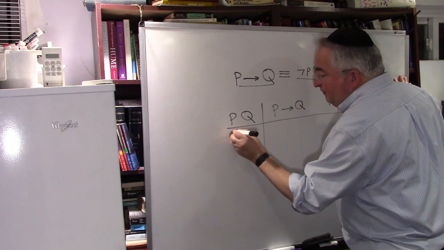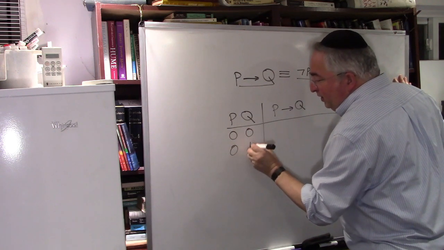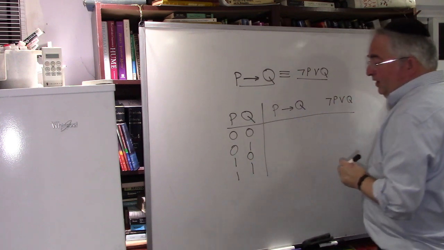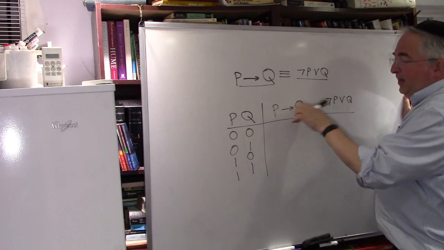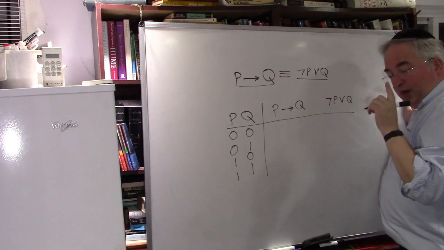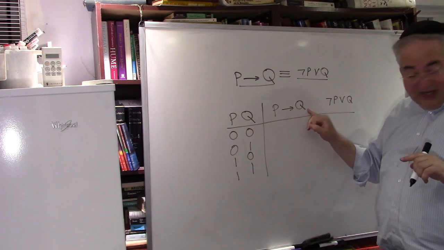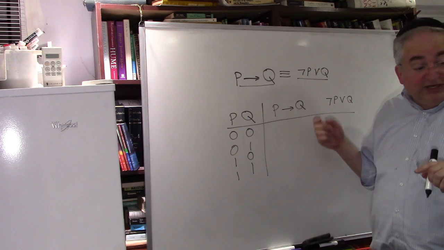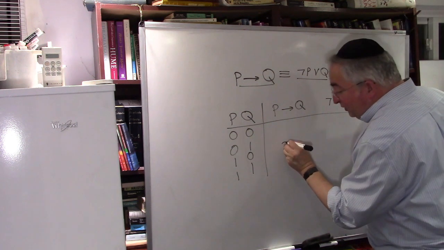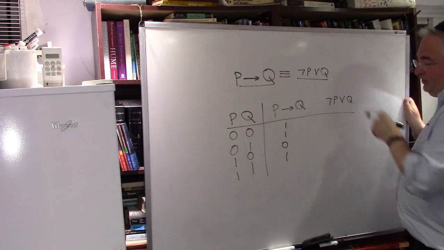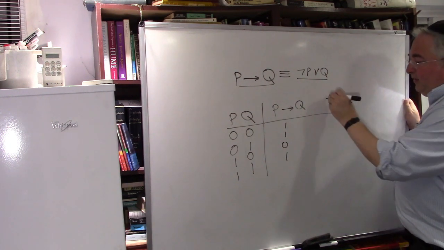Let's put possible values for P and Q. 0, 0, 0, 1, 1, 0, 1, 1. Okay? Now let's do P arrow Q. When is it false? It's only false when the first thing is true and the second thing is false. That means it doesn't imply that. So here it's false. Everything else is true. Great. Now let's do this one.